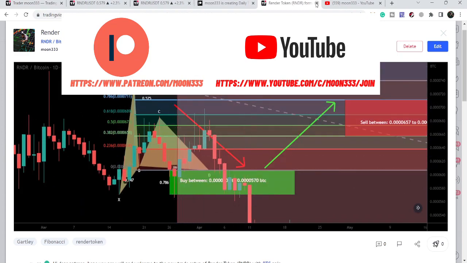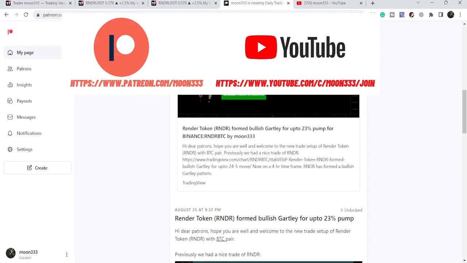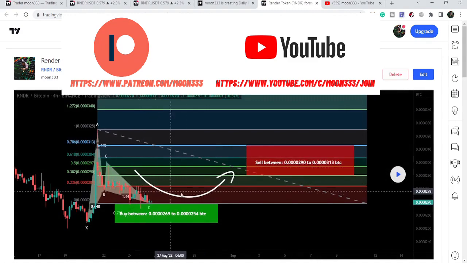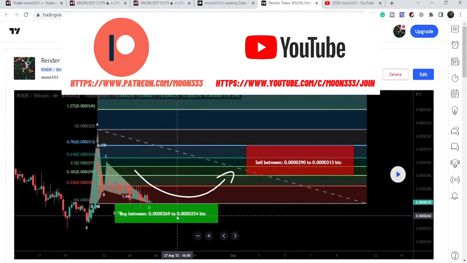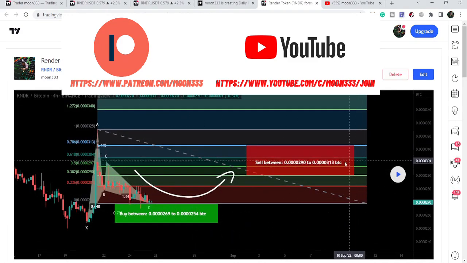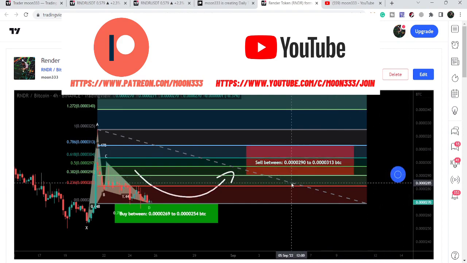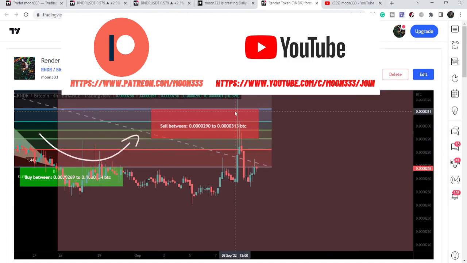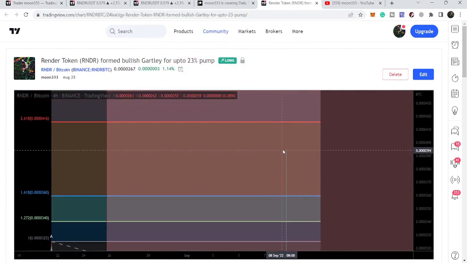And this is the most recent one that I shared on 25th of August, a few days back. And you can see our buying zone was from 269 and goes to 254, and our sell target zone was from 290 and goes to 0.0000313 bitcoins. And after playing this chart, you can see that the price line first moved very close to this sell target zone, but again moved down, moved sideways, and then we had a very big pump.